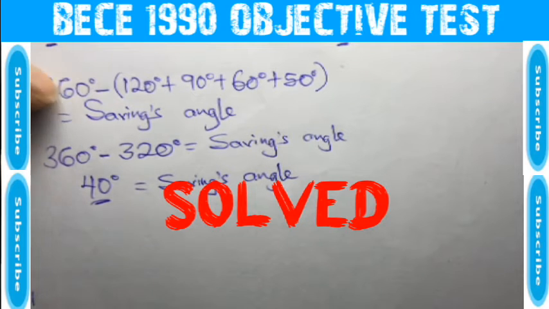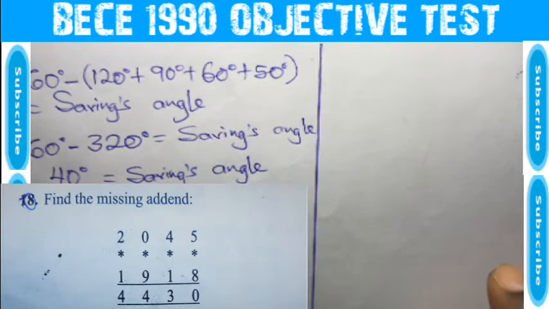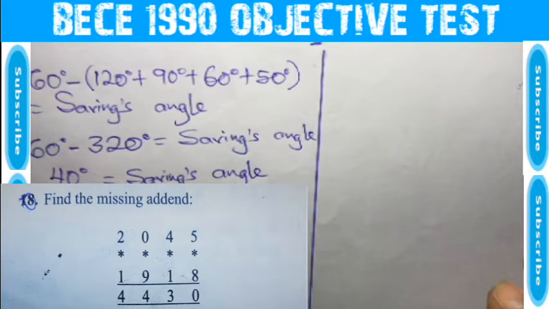So we can move on to question 18. We are finding the missing addend. To find the missing addend, we need to add 2,045 to 1,918. And after finding the sum, we are going to subtract the sum from 4,430. So let's find the sum of 2,045 and 1,918.